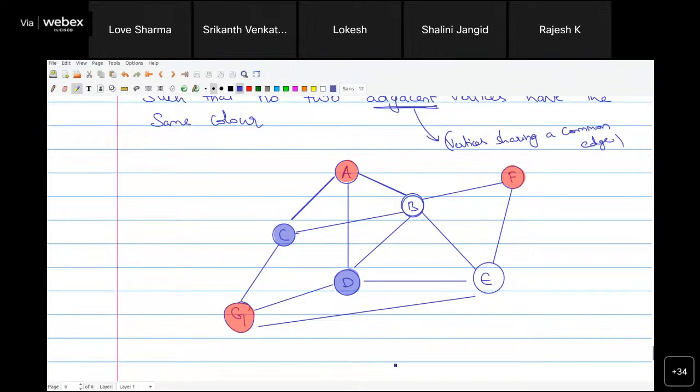So now I have to go to color 3, which is green. Once I pick green color for vertex B, can I give green color to vertex E? No, no, no, right? So I have to choose color 4, which is black. So the minimum number of colors required to color this particular graph is 4. So the vertex coloring of this graph will be 4.